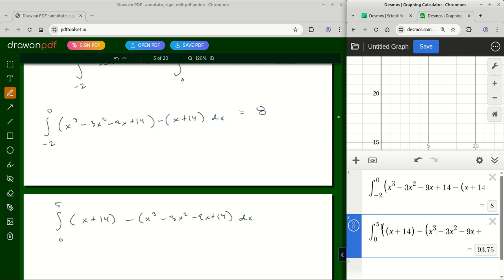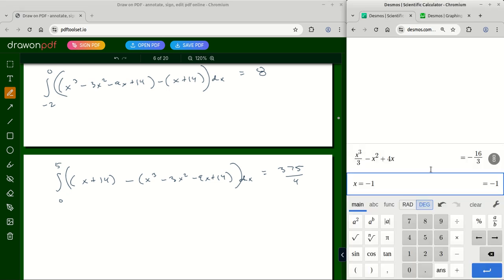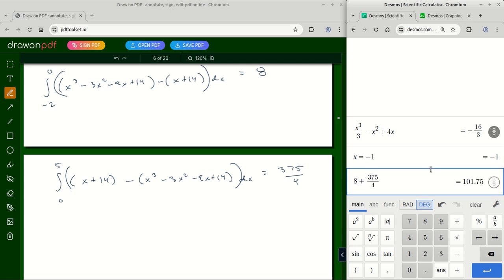They're very picky about the parentheses and stuff. Just make sure you have parentheses around the whole thing, essentially, is what Desmos is going to want from you. So I got 375 over 4. Yeah, I guess. And so I'm going to go back here. 8 plus 375 divided by 4. And that's my answer.